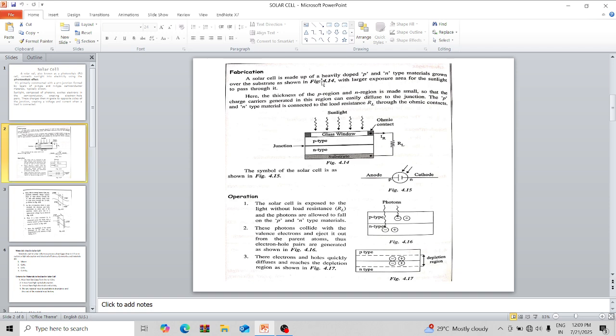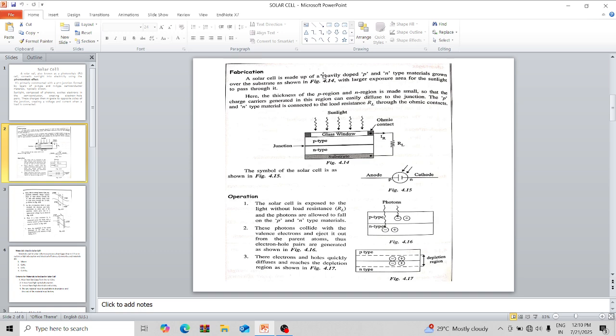Fabrication of solar cell. See in the figure, this is the substrate. On the substrate, an n-type layer is grown. Over that, a p-type layer is grown. A glass window is provided at the top for the sunlight to enter. At the ends of the glass window, ohmic contacts are provided. This is the load resistor.